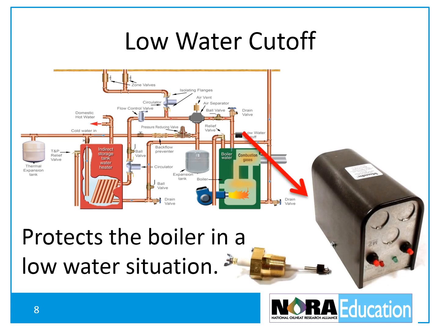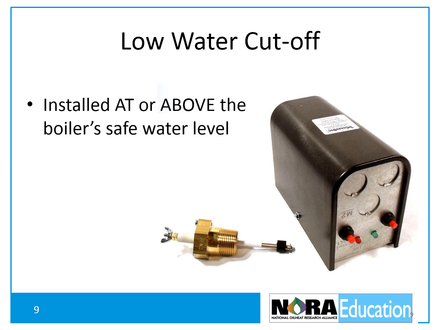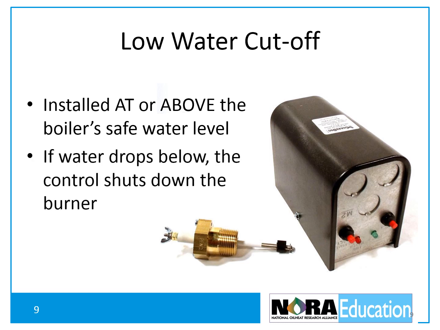The low water cutoff protects the boiler against damage in a low water situation. The low water cutoff is installed at or above the boiler's safe water level. If the boiler water drops below that level, the control opens a circuit to shut off the burner.